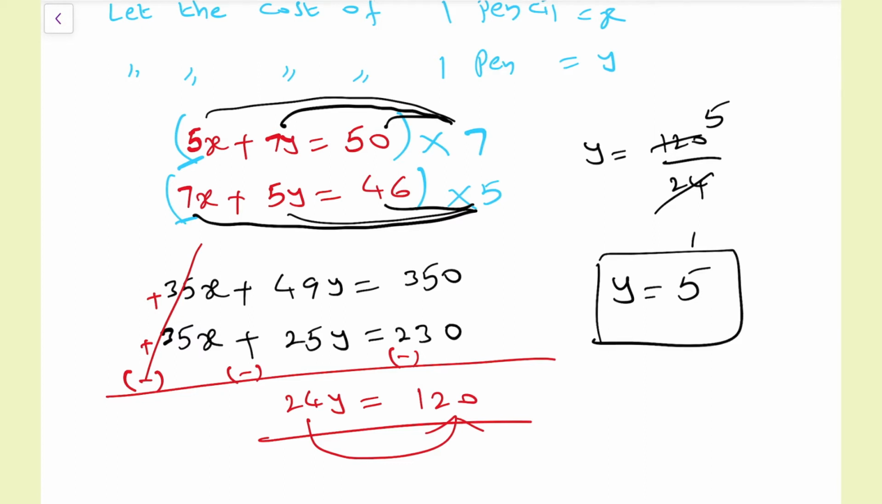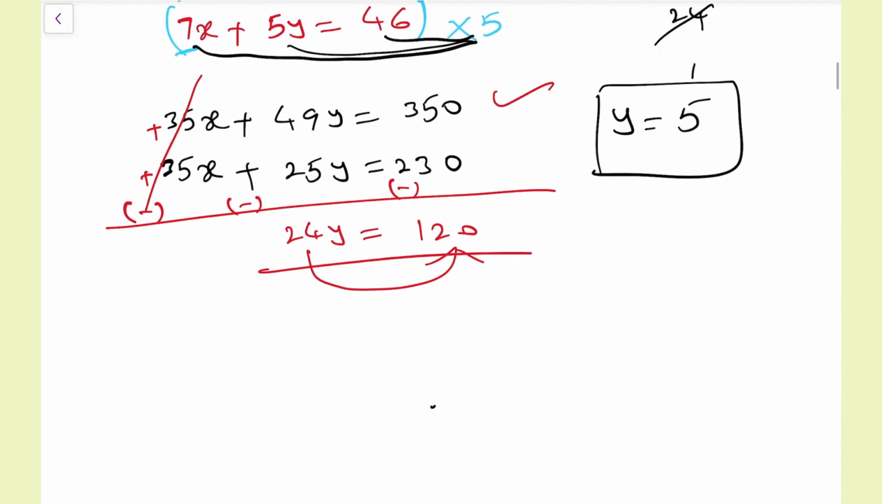Now this y value we substitute in any one of the equations. Either before doing multiplication you will substitute, or else after doing multiplication you will substitute. It's up to you. In both the cases you will get the same answer. There is no doubt. Now, after doing multiplication, we got bigger numbers, so bigger calculation. So that's why I am going with before multiplication only.